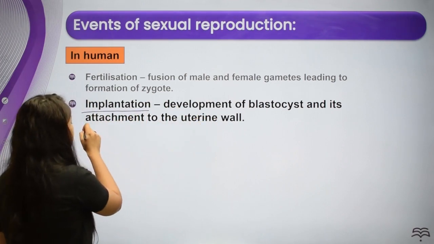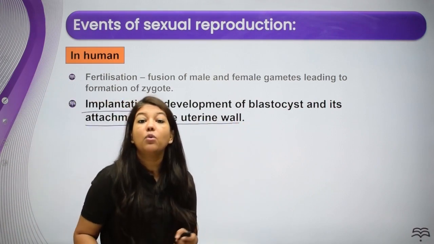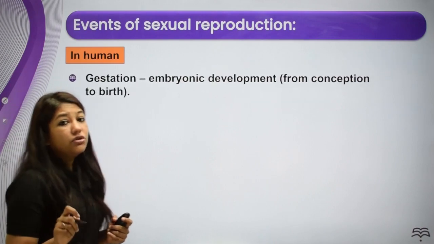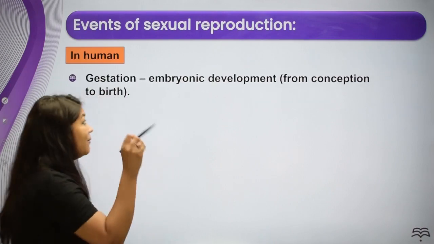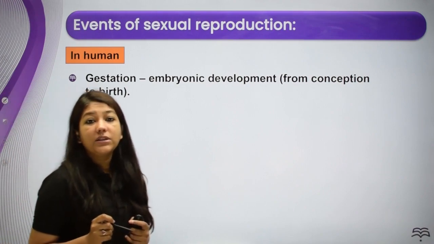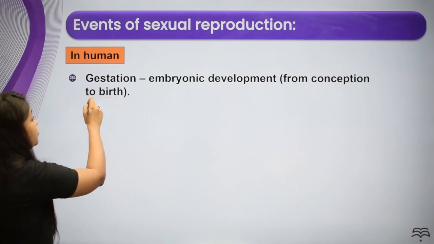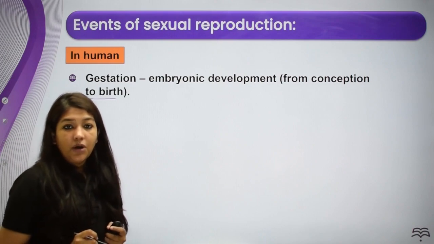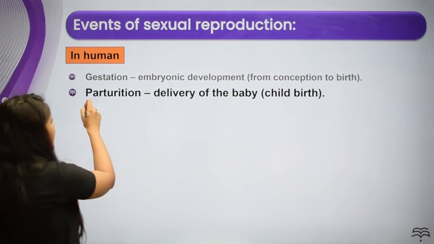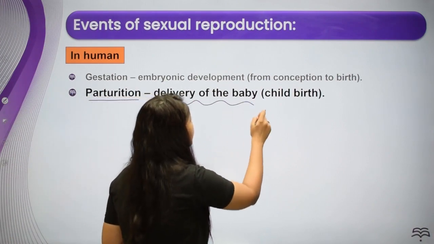Development of blastocyst and its attachment to the uterine wall. This is implantation. Successful implantation has happened, pregnancy has been established. Now next is gestation, embryonic development. What is gestation? The period of embryonic development from conception to the birth. All right, so these are the major events. And the last part is parturition. What is parturition? Delivery of the baby, right?